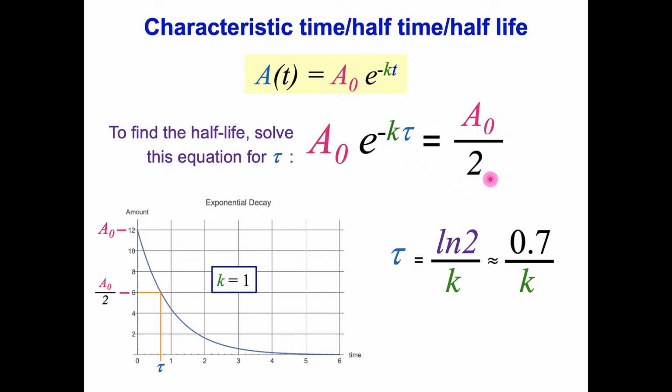With a little algebra, and providing you remember your properties of exponents and logs, you can solve this equation quite easily to get tau equals the log of 2 over k. This is the natural logarithm of 2, which is approximately equal to 0.7. So in this case here, when k equals 1, tau does equal 0.7.